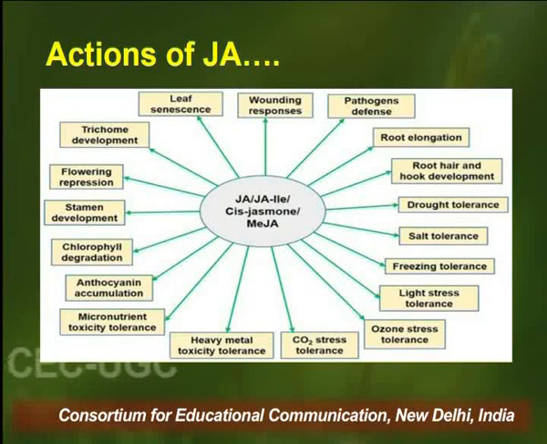It also helps in the development of the stamens. It leads to the degradation of chlorophyll, since it leads to the senescence aspect. So chlorophyll degradation is there, no photosynthesis occurs, leading to senescence. Then it also causes the accumulation of anthocyanins. So these are the various effects that are exhibited by jasmonic acid or its derivatives.